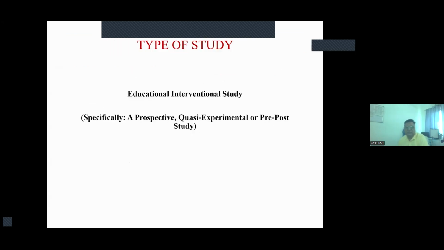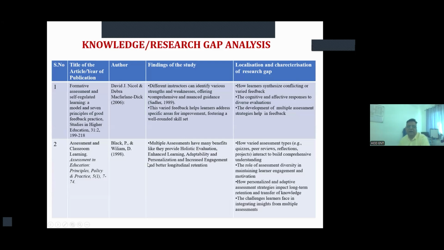Type of the study: it is an educational interventional study, specifically a prospective, quasi-experimental or pre-post study. In the knowledge gap analysis, we see that studies done with multiple assessments on skill modules, by David J. Nicol, state the gap was identified as how learners synthesize conflicting or varied feedback, the cognitive and affective responses to diverse evaluation, and the development of multiple assessment strategies to help in feedback. The study by Black and colleagues shows how varied assessment types interact to build comprehensive understanding, and how personalized and adaptive assessment strategies impact long-term retention and transfer of knowledge.